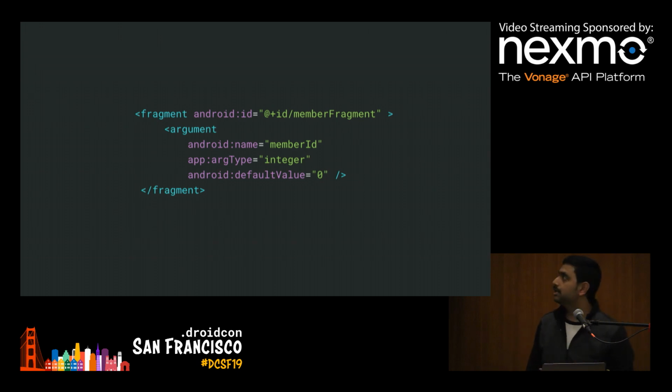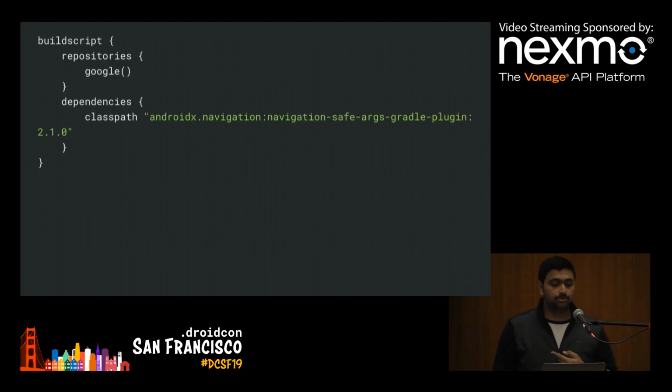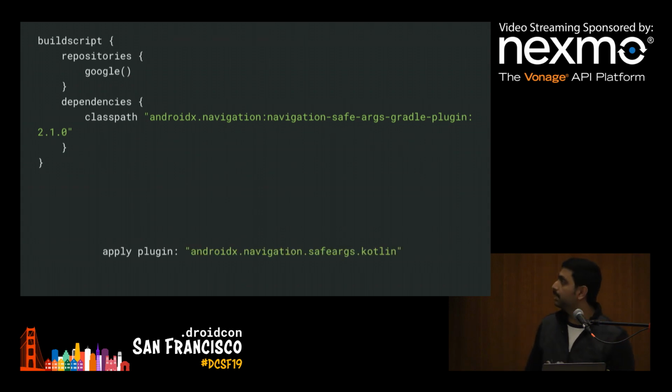But this is all too much. I mean, we don't really want to worry about this. So that's why Safe Args comes into play. Safe Args is a cool little Gradle plugin that's packed along with Jetpack Navigation components. You just have to add a classpath and apply the plugin in your app level build.gradle. The only thing is you need AndroidX support for your application. So if you haven't migrated yet, then this is probably the time to migrate to AndroidX.